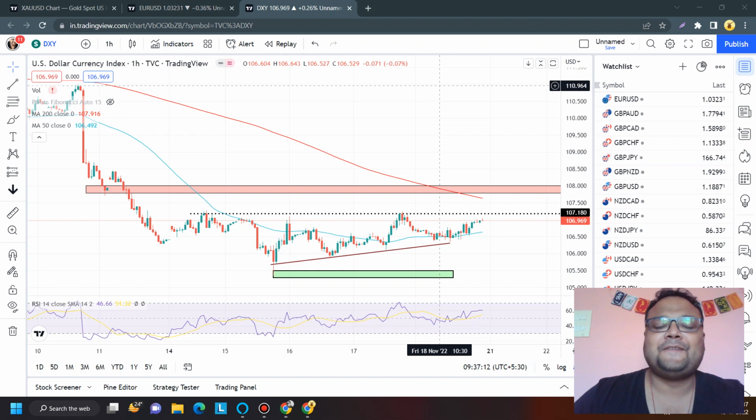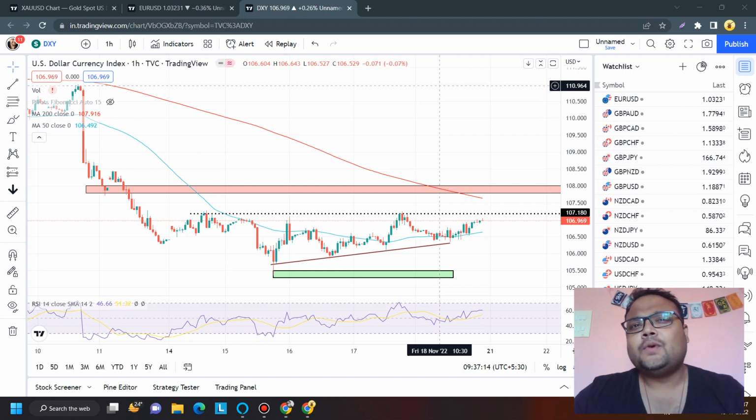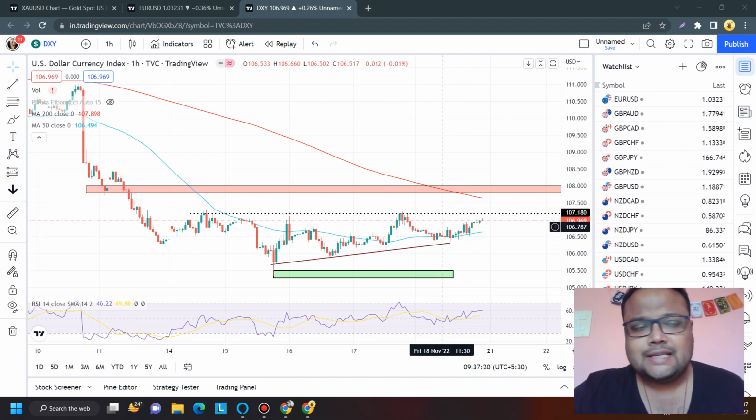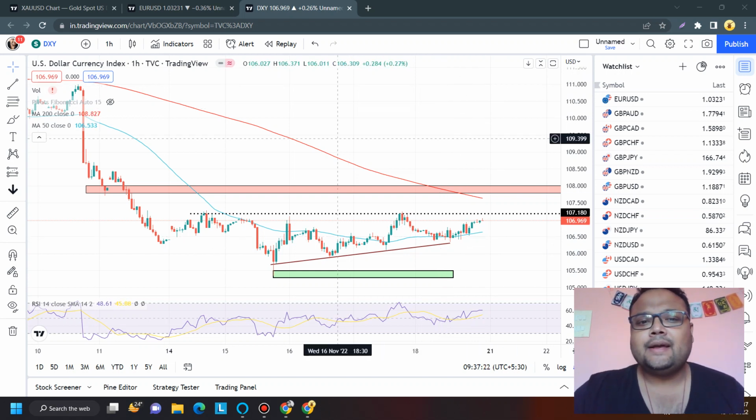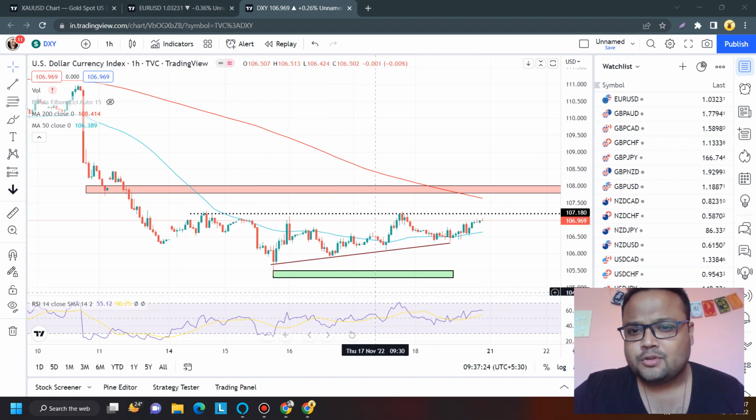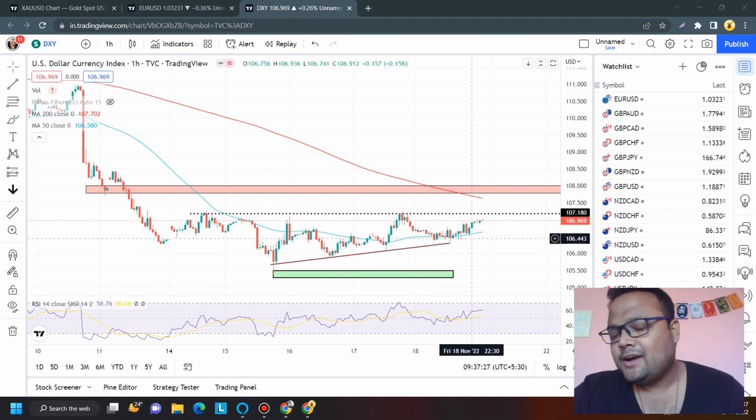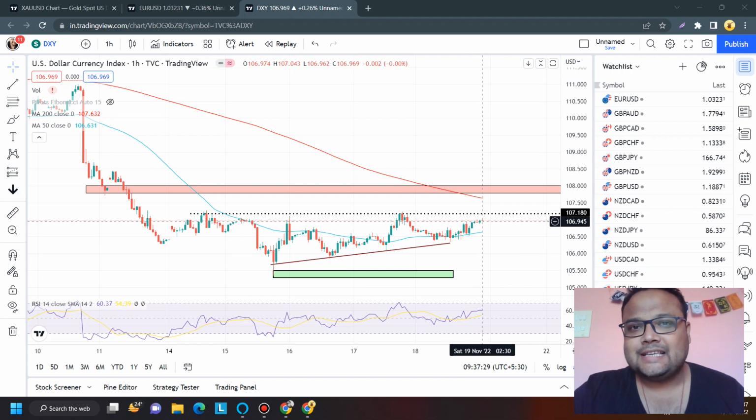So let's get started. This week was a very flat, dull and stagnant week. We did not see much movement on the charts. You can see that this is a 1 hour chart of DXY and this was the whole week to sum up. DXY closed at 106.96. This was the last traded price of DXY.